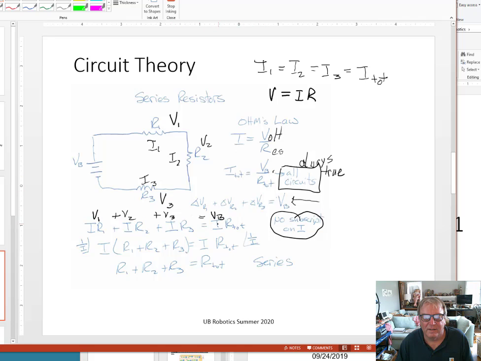And we know that I total times R total is going to be the V battery. And because the I is the same for everybody, we can use the distributive rule of multiplication. And then we can also just cancel them out. And we're left with this. So this is the rule of combination for series resistors. And we're going to do an exercise to verify this. For series.